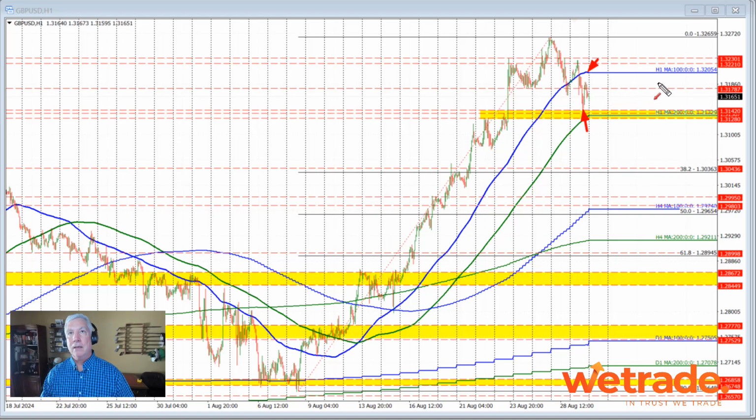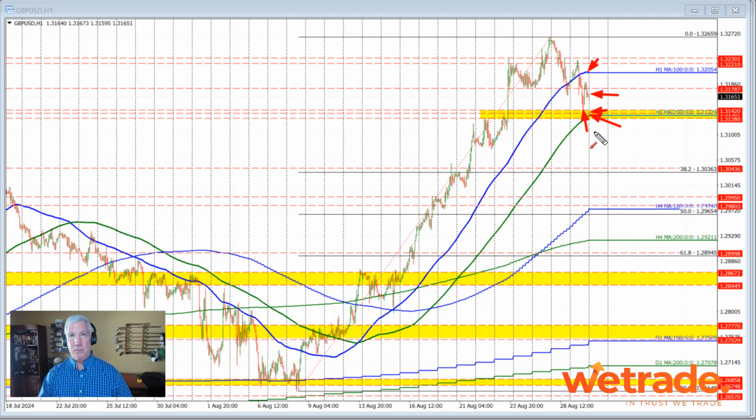That 100-hour moving average comes at 1.32054. Currently trading at 1.3165, in between this level and the 42 level, including the 200-hour moving average. So like the dollar versus yen, we're in a sort of neutral area here where the buyers and sellers are trying to figure out which way it wants to go in today's trading.